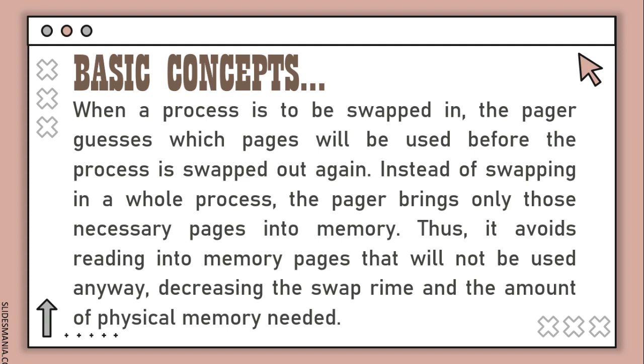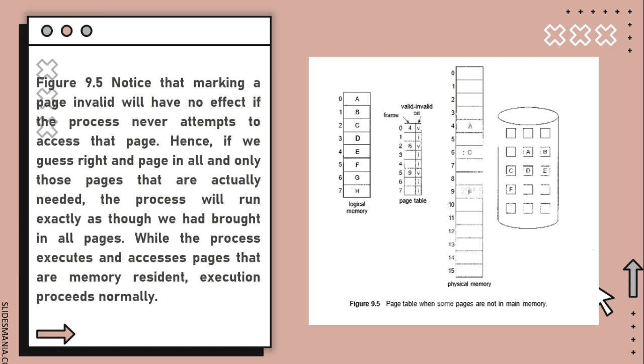The basic concepts. When a process is to be swapped in, the pager guesses which pages will be used before the process is swapped out again. Instead of swapping in a whole process, the pager brings only those necessary pages into memory. Thus, it avoids reading into memory pages that will not be used anyway, decreasing the swap time and the amount of physical memory needed. As you can see in this picture, this is figure 9.5, the page table when some pages are not in main memory.